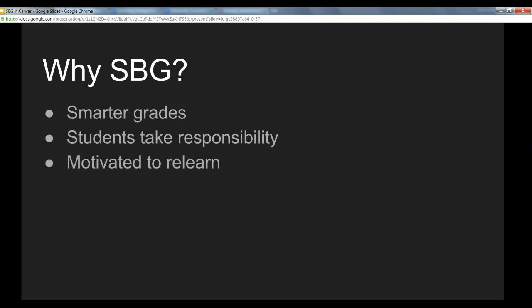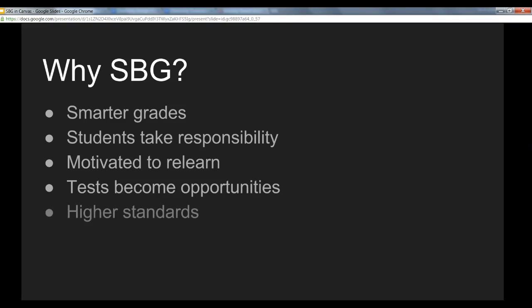With that, students are actually motivated to relearn. There is an incentive to relearn because at any point in the class, a student can go from, say, understanding 30% of the class to really working hard and understanding 100%, and they should be rewarded for that. Tests then become opportunities instead of punishments. No longer do students have to fear tests, but they can view tests as an opportunity to really show what they know and to earn mastery points.